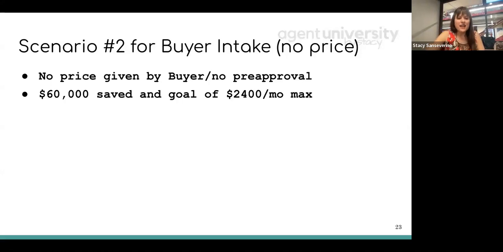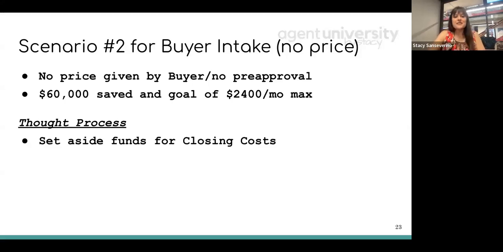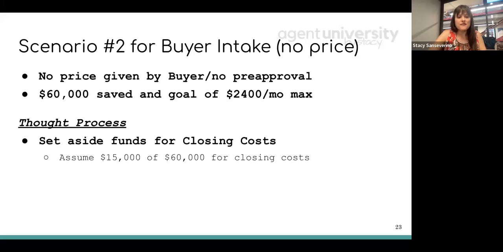So let's pretend the buyer has $60,000 saved and $2,400 for a monthly payment. My thought process is we need to set aside funds from the 60K for closing costs. We can't count on a seller assist. So that hungry hippo is going to take 15,000 for closing costs, and that's going to leave 45K for a down payment.